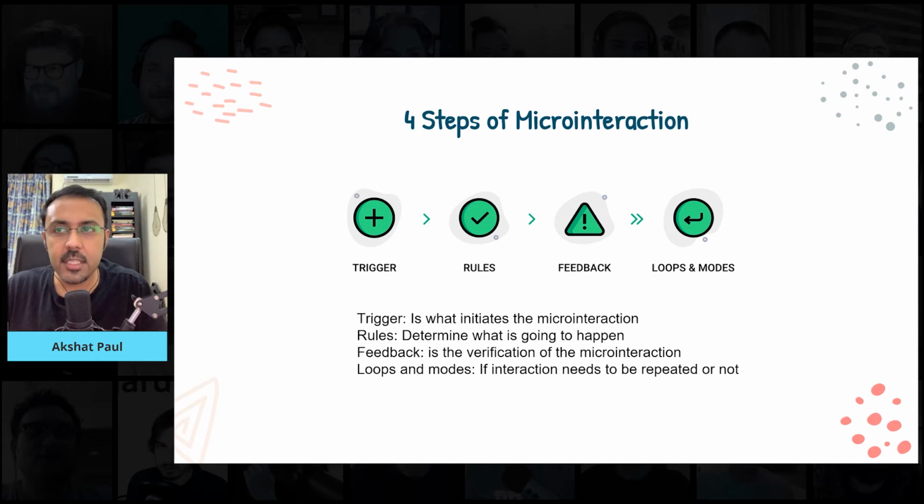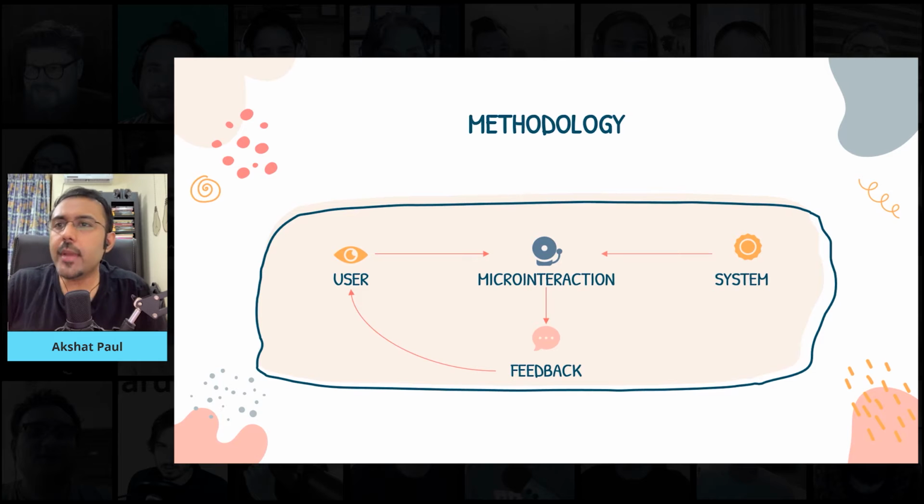However, micro interactions are not just limited to systems. They are also user generated, and at some times they are system generated. So let's look at the methodology behind micro interactions. A micro interaction can be triggered either by a user or by a system. By a user, I mean via a button or performing some gesture or some voice command. Micro interactions are also triggered by the system when the system meets certain predetermined conditions.